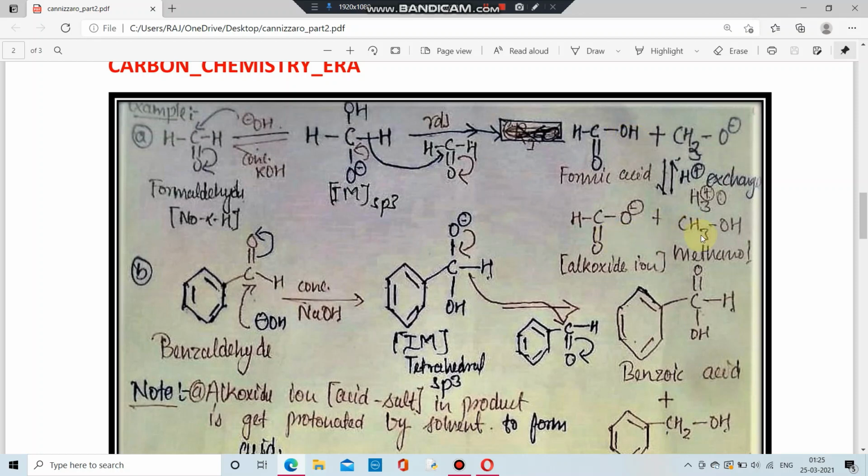Just remember, in Cannizzaro reaction we are going to get the same number of carbons in the primary alcohol and the carboxylic acid as the reactants have. Look, this formaldehyde contains one carbon, so we are going to get a one carbon acid which is formic acid, and a one carbon primary alcohol which is methanol.